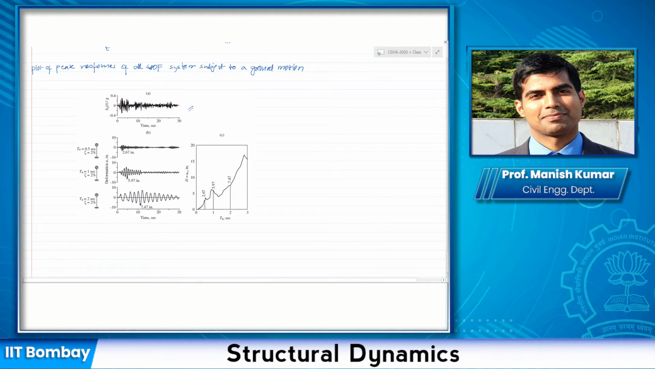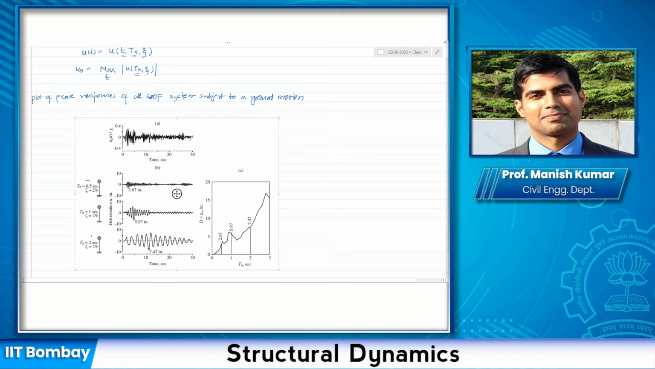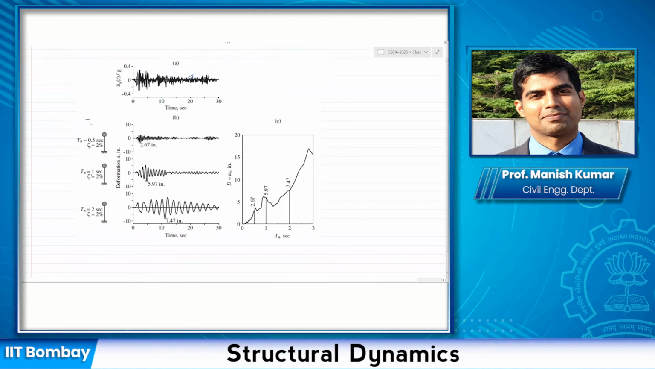All right, and this is given in terms of g. Now, as I said, the displacement response depends only on the time period and the damping. So let me consider a single degree of freedom system with the same damping, zeta equal to 2%, but with different values of time period: 0.5 second, then 1 second, and then 2 second.